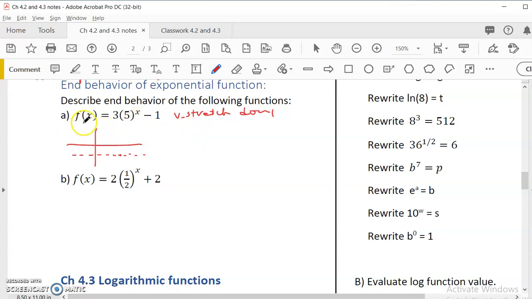So I have a graph. I have a function f of x is 3 times 5 to the x, minus 1. We can tell that it is doing a vertical stretch by a factor of 3 and also down 1. Because there is an up and down transformation, the horizontal asymptote becomes y equal to negative 1, shifted down.